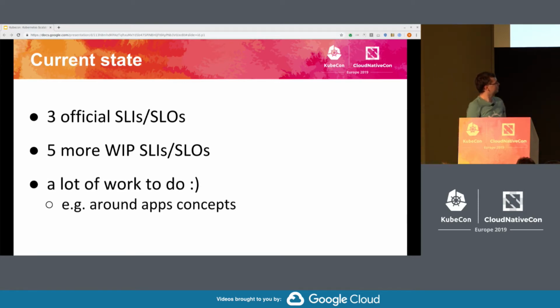For example, we don't have any SLIs or SLOs or any guarantees around concepts related to apps. We don't have any guarantees for deployment, stateful set, or anything like that. We have some ideas, but we didn't come to any reasonable conclusion with something that is really user-oriented, generic, measurable, and so on. Although there are some ideas that hopefully will converge to something like that soon.